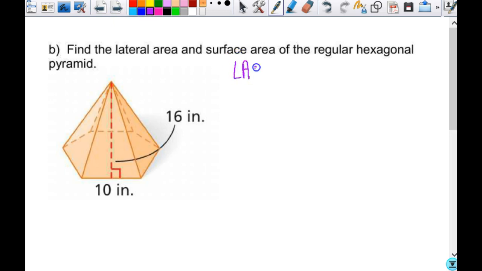So I'm going to start with my lateral area. Lateral area formula is 1/2 perimeter times slant height. So I need the perimeter of the base. That's going to be N times S. Do I have enough information to find that right now? Yes, I do. So N is what? 6. S is 10. So my perimeter is 60.